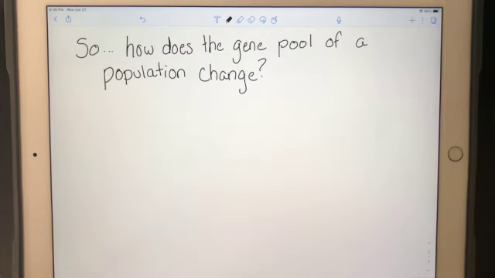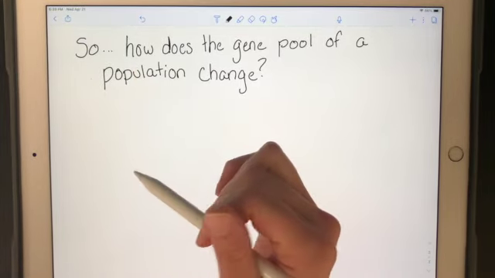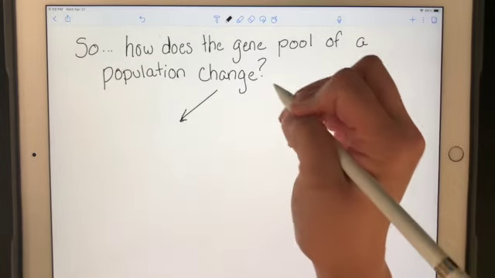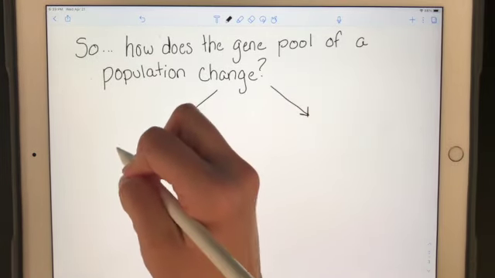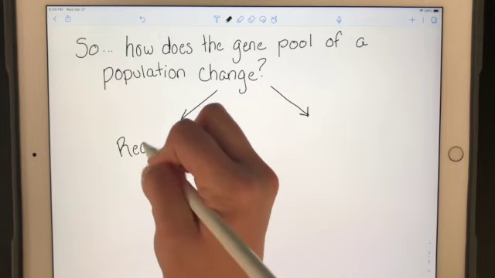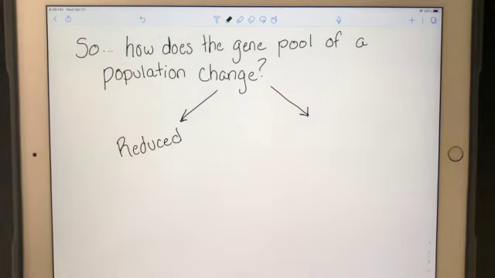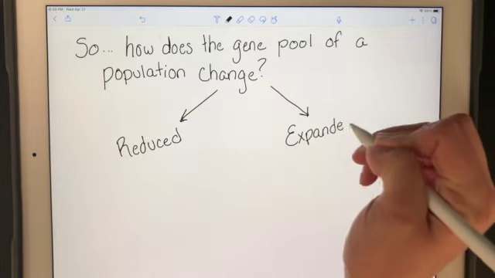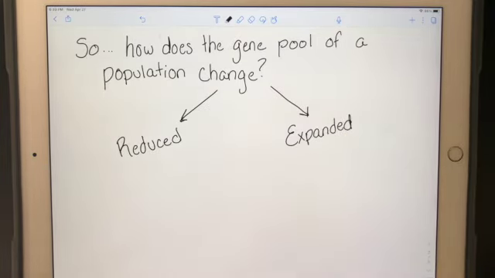So now that we know what a gene pool is, we now have to ask ourselves the question, how does a gene pool of a population change? Gene pools can change in two ways. It can be reduced, so you're reducing the genetic diversity present in that gene pool. But gene pools can also be expanded, and it's expanded because we're increasing genetic diversity. There's more alleles, more genes, more nucleotide sequences that are in this gene pool that are influencing it. So we're going to go through each of these.